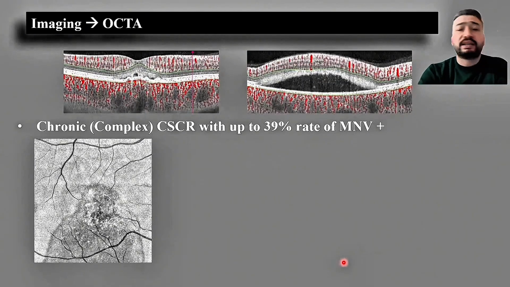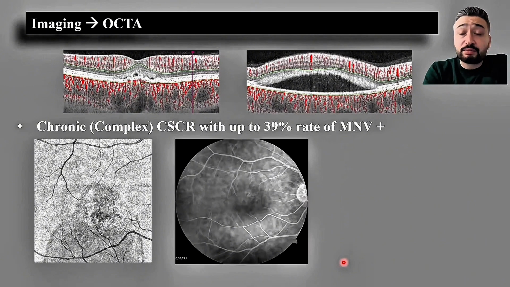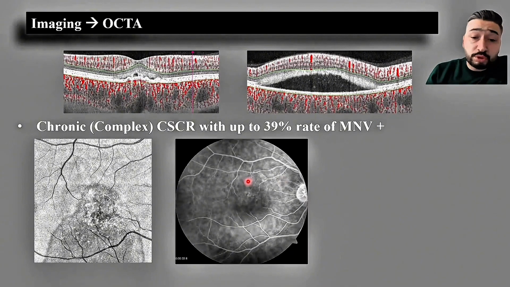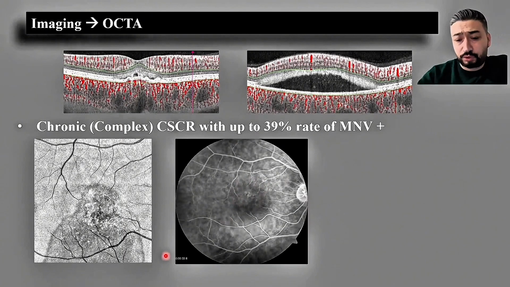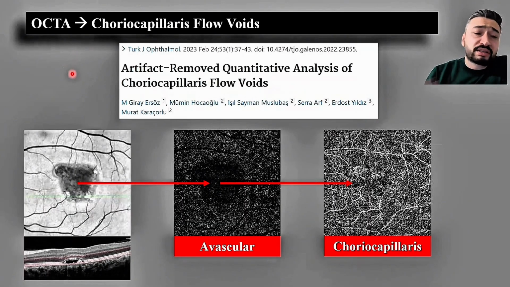OCT angiography also became very valuable to us from the moment it came into use in central serous chorioretinopathy, because we saw that in chronic cases, neovascularization is present in up to 39%. It is very hard to detect this neovascularization with fluorescein angiography. The imaging method that shows this best is OCT angiography. OCT angiography also shows us choriocapillaris flow voids for academic research.